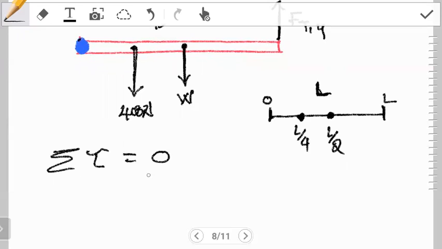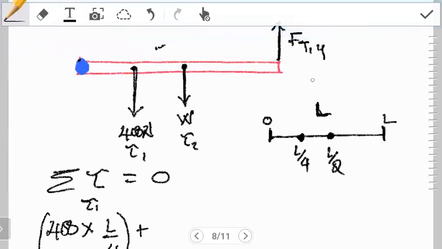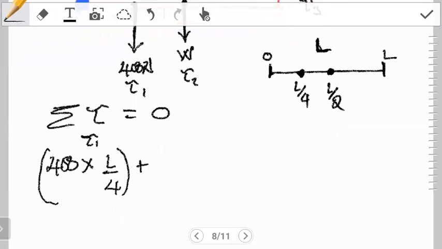Now that we have the torques equal to 0, what does it mean? Let's start with the 400 newton weight. The force, 400, times the distance to where it is. It is already perpendicular, so I don't have to resolve it. We said this is a quarter from the starting point, so the distance is L over 4. This gives us torque 1, the torque due to this. This gives us torque 2. There are 3 forces, and this will give us torque 3, so we're adding those 3 torques. Plus, the next thing you have to notice is the direction. It's up to you to choose which direction of the torques you want to be positive.